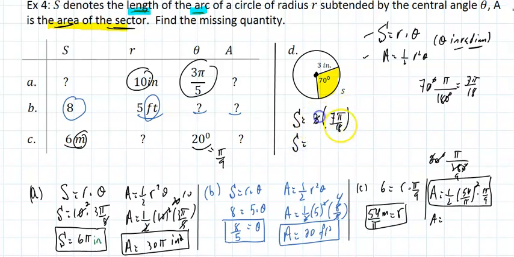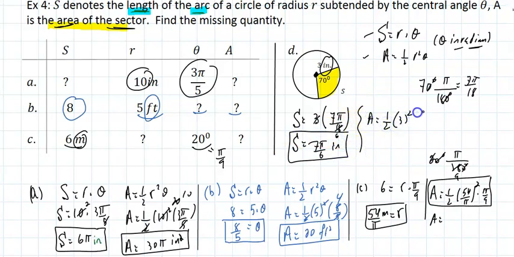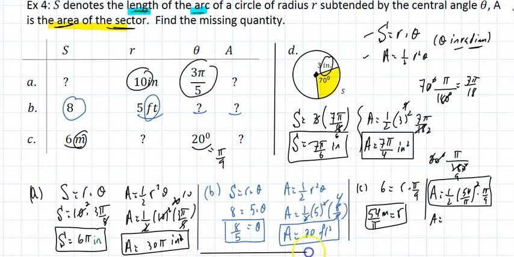S would equal 7 pi over 6 inches. And area is 1/2 r squared times theta. This is a 9. 9 divides 2 times. So A is 7 pi over 4 square inches. And that pretty much takes care of this section.